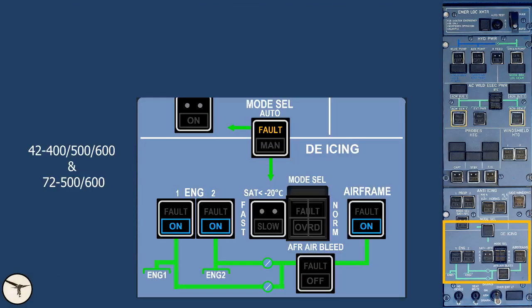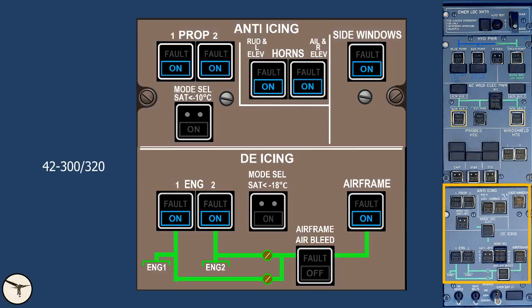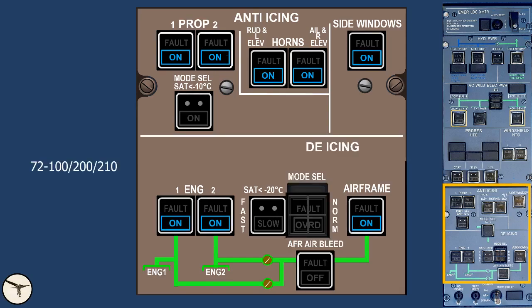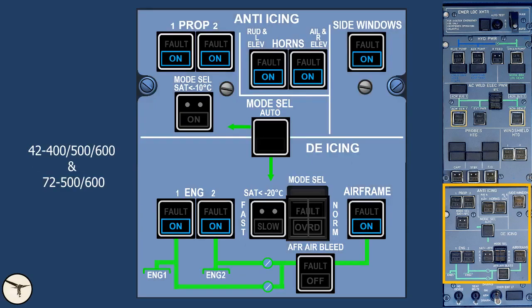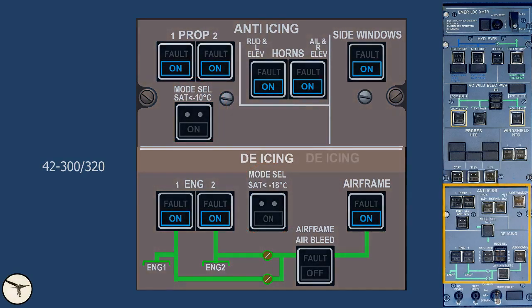The de-icing panel is for engine and airframe de-icing boots. Above is the anti-icing panel, which is for propeller heating, flight controls horn heating, and side window heating. There are several variants of the de-icing and anti-icing panels. The latest ATR variants have automatic switching between temperature-dependent modes. In the first ATR variants, you had to do the switching manually at specific temperatures.